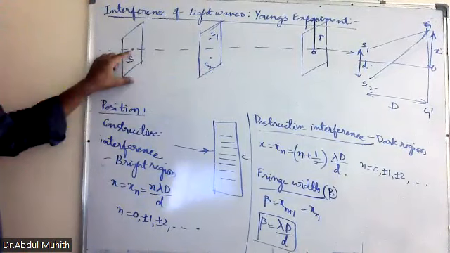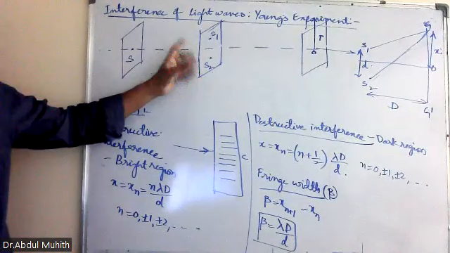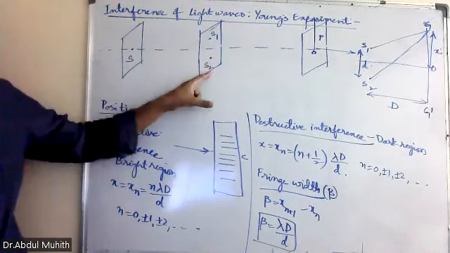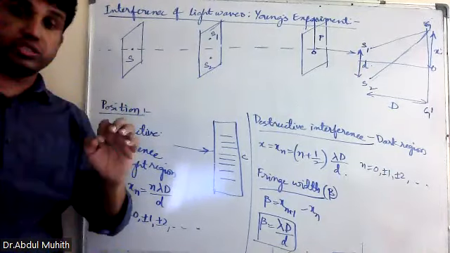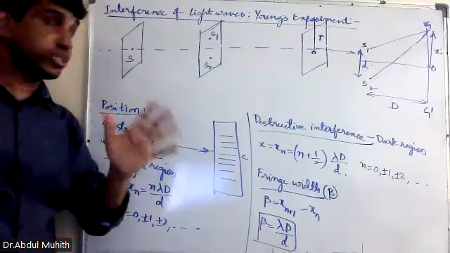In the first cardboard, he made one hole, and the light came out, and the division of wavefront took place. Division of wavefront. Then what happened? Two sources formed. These two sources are said to be coherent sources. Coherent sources means they are in the same phase or have a constant phase difference.